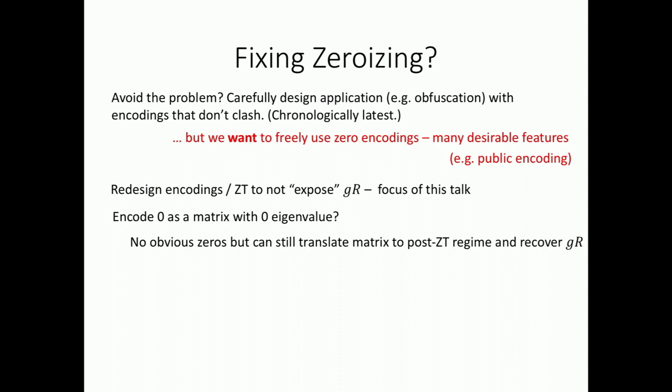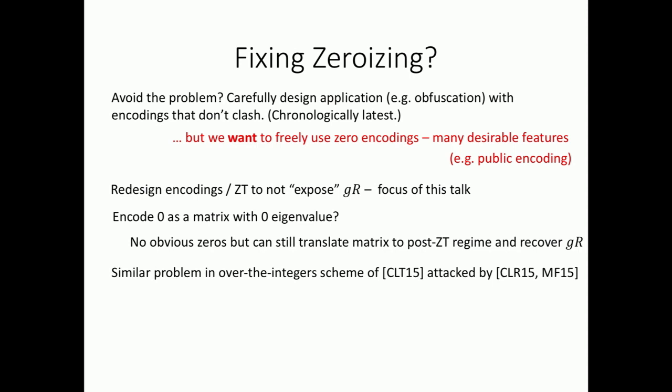You'll get a multiple of g. It has a zero eigenvalue modulo g times r. Modulo g times r, yeah, I didn't say that. You know, similar problems come up also over the integers, in the over-the-integers schemes, and proposed solutions to similar zeroizing problems. And again, similar attacks had been presented.